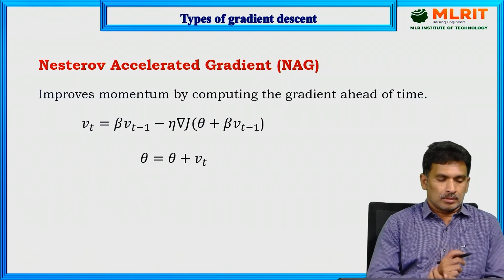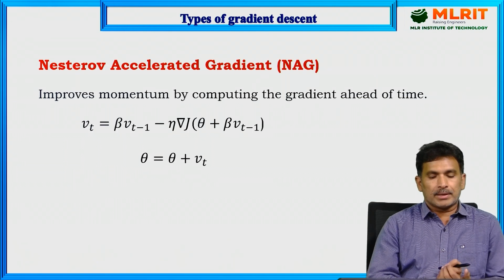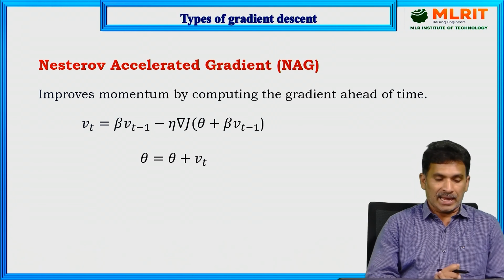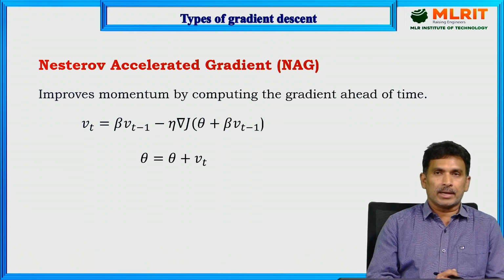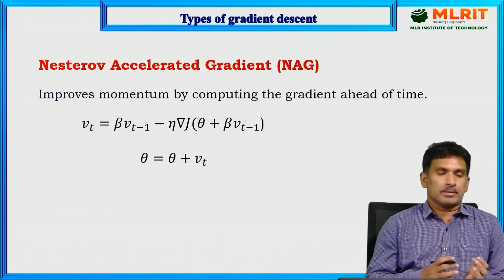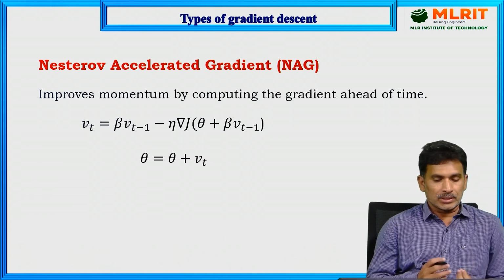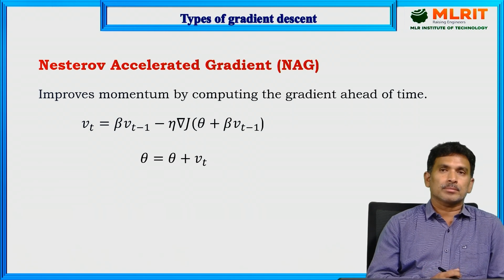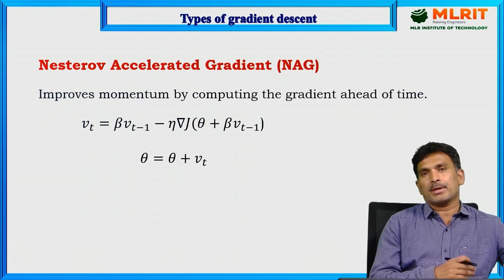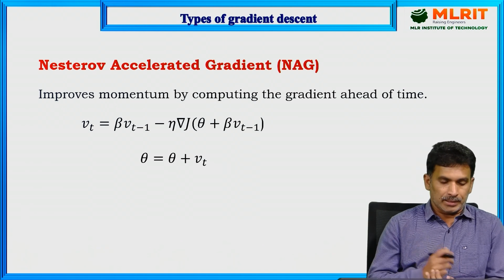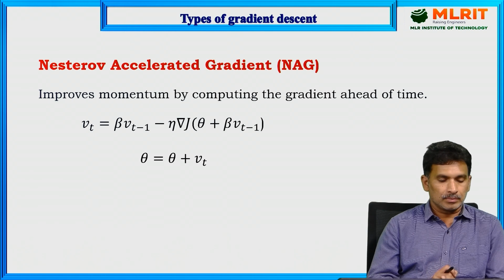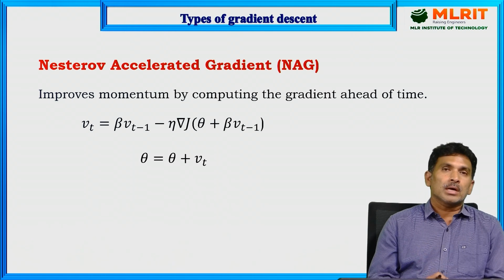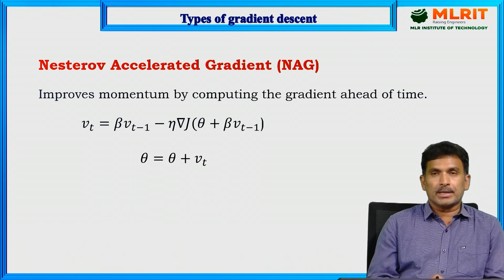Next is the Nesterov accelerated gradient, in short NAG. It improves the momentum by computing the gradient ahead of time. Like the previous momentum based gradient descent, which updates based on the previous gradient, whereas in this Nesterov accelerated gradient, it simply improves the momentum by computing the gradient ahead of time.